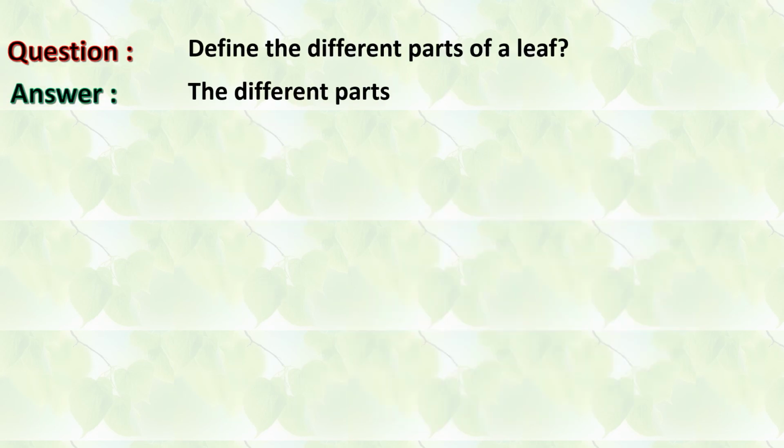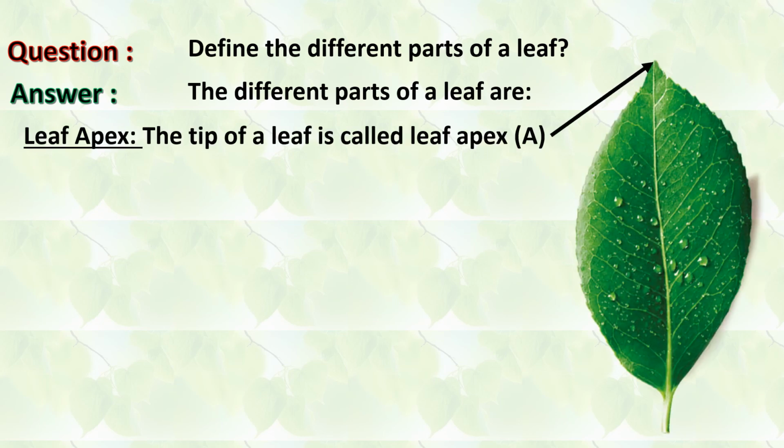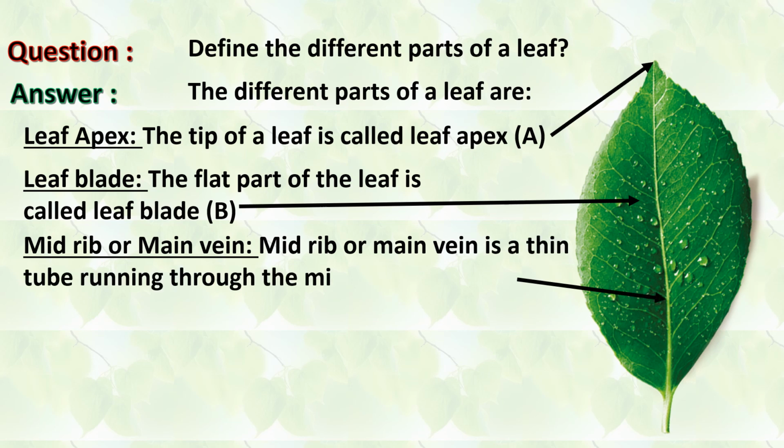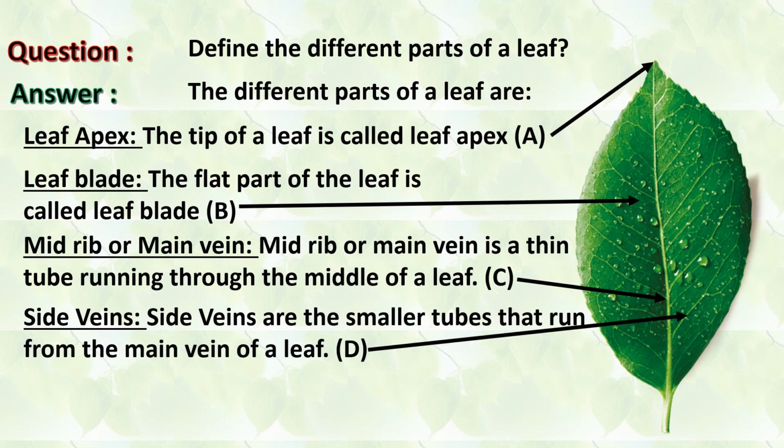Question. Define the different parts of a leaf. Answer. The different parts of a leaf are: Leaf apex, the tip of a leaf is called leaf apex. Leaf blade, the flat part of the leaf is called leaf blade. Midrib or main vein is a thin tube running through the middle of a leaf. Side veins are the smaller tubes that run from the main vein of a leaf.